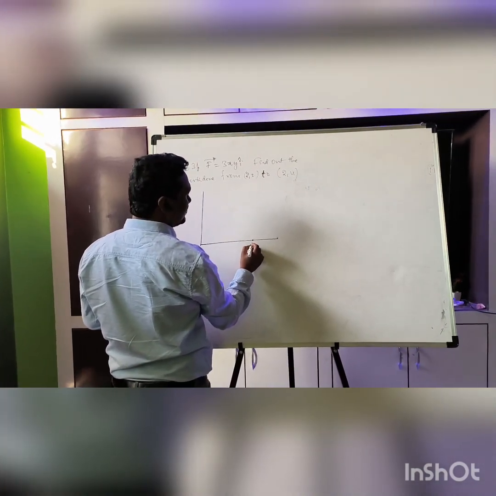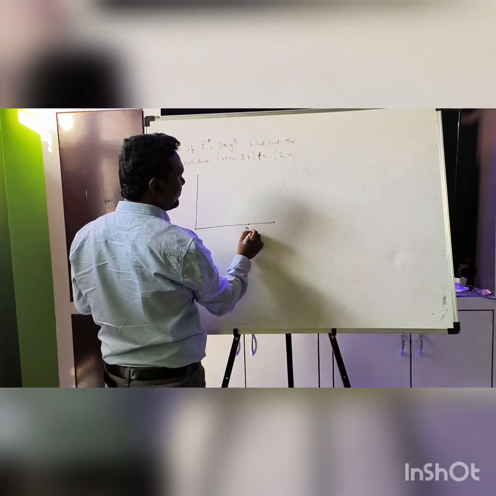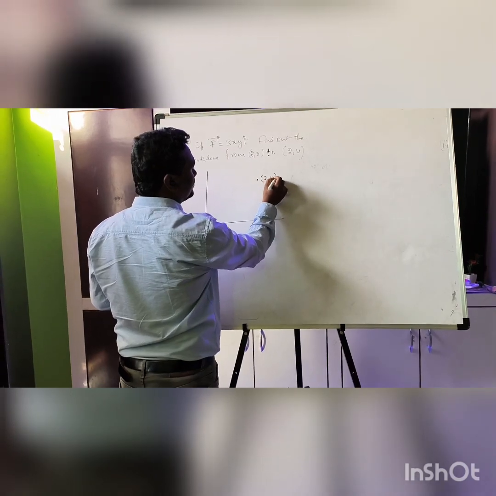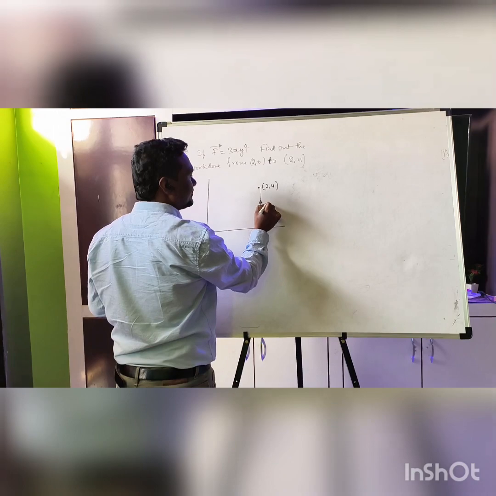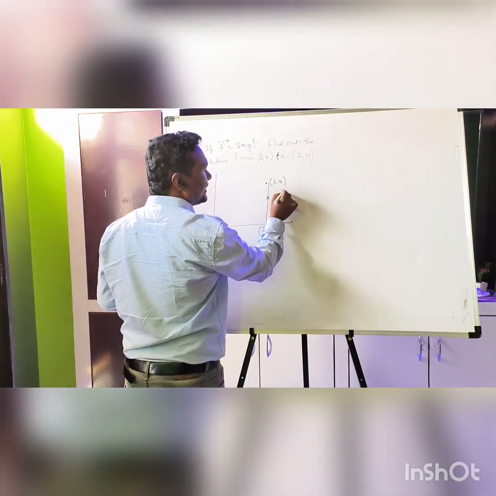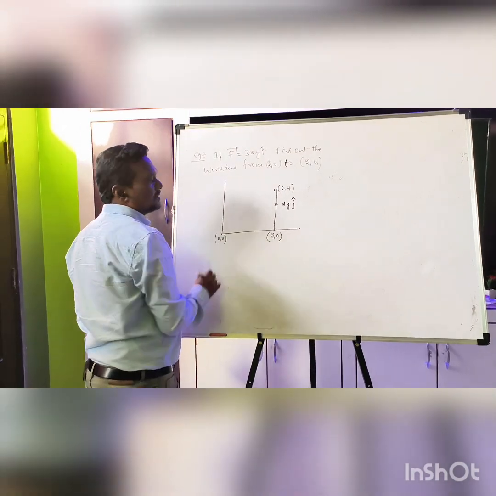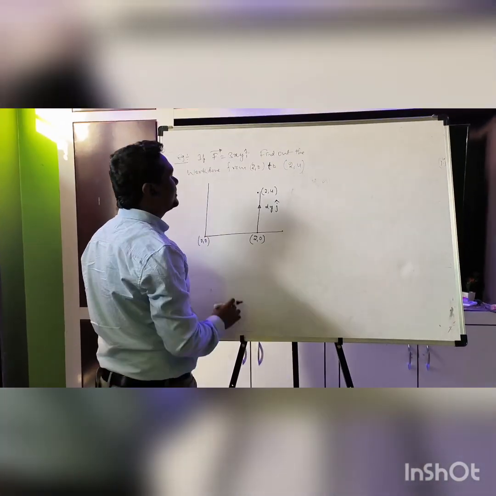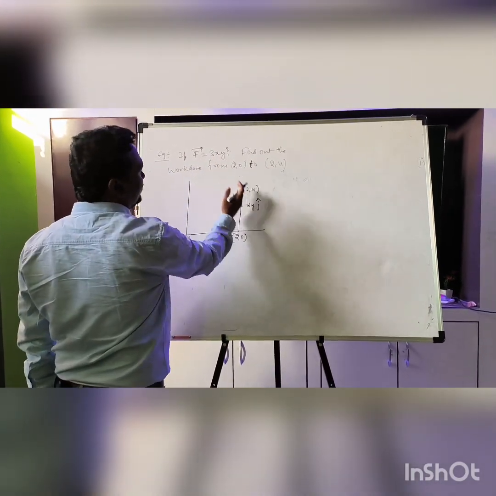So this is (2, 0) and this is nothing but (2, 4). That means the particle is moving along the y-axis. Displacement along the y-axis is nothing but dy j cap. Let's say this is the origin (0, 0). So (2, 0) to (2, 4), this is nothing but dy j cap. Displacement is along the y-axis, I wrote dy j cap.